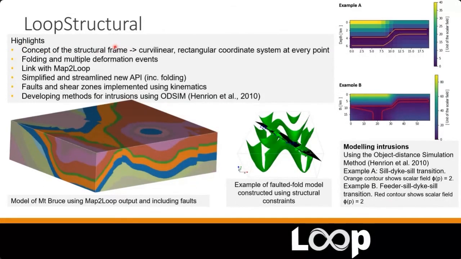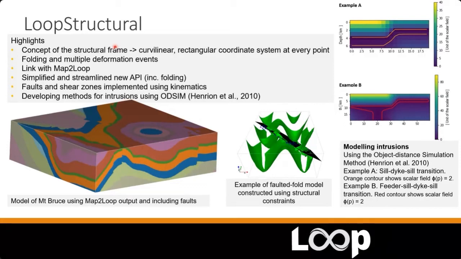And that means that at each location in space, we're actually defining a coordinate system, which is curvilinear throughout the entire model, and which is based on the finite strain ellipsoid for each deformation event. So you have one for the folding, for example, where one of the coordinates is going to be perpendicular to the actual surface, one is going to be in the actual surface but parallel to the fold axis, and the other one is perpendicular to those two.